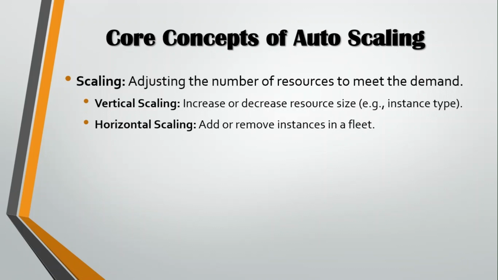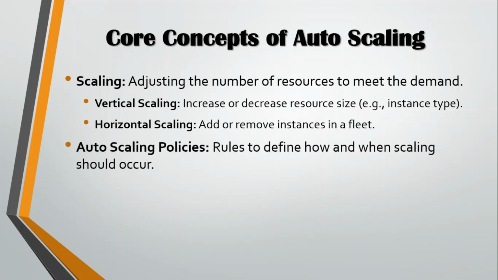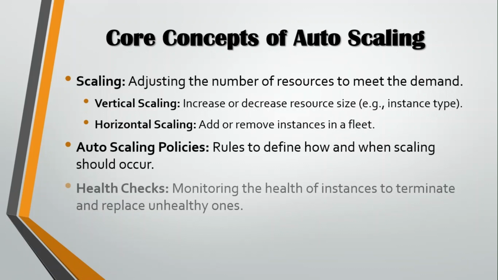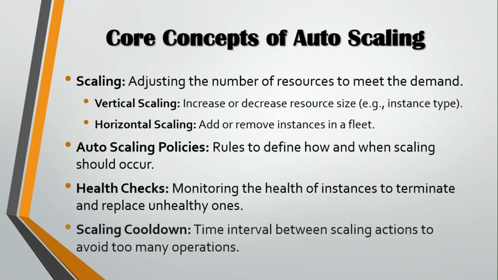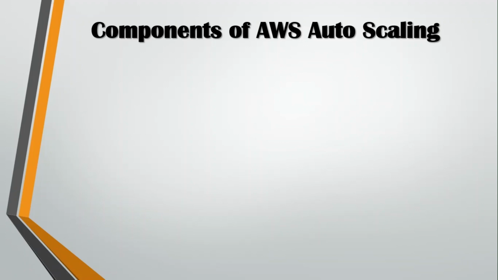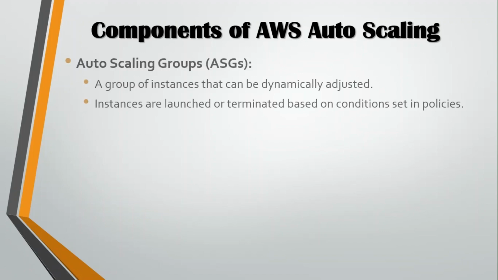In addition, autoscaling is driven by autoscaling policies, which specify when and how scaling should occur, and health checks that monitor the health of your instances to automatically replace unhealthy ones. Scaling cooldown is another concept that ensures AWS doesn't perform too many scaling actions too quickly, allowing your infrastructure to stabilize between scaling events.